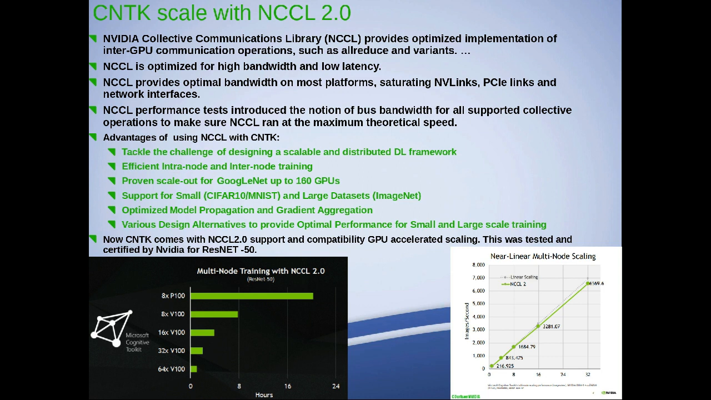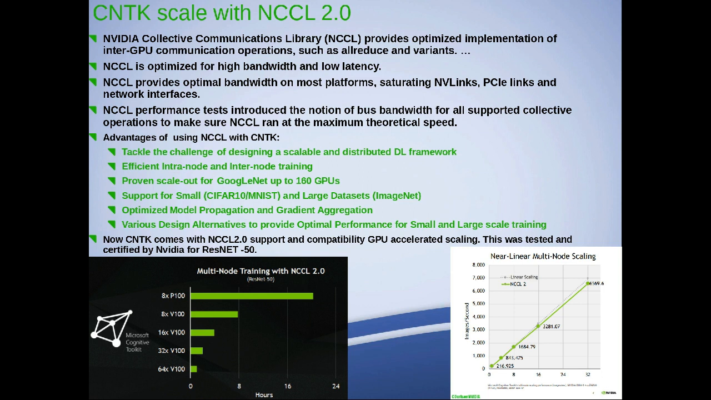NCCL performance tests introduce the notion of bus bandwidth for all supported collective operations to make sure NCCL ran at the maximum theoretical speed. This allowed for performance numbers to be compared with the native hardware characteristics, similarly to what can be done for classical send or receive operations. For example, machines connected through a 10 GB per second network card should be able to perform operations at up to 1.2 GB per second.